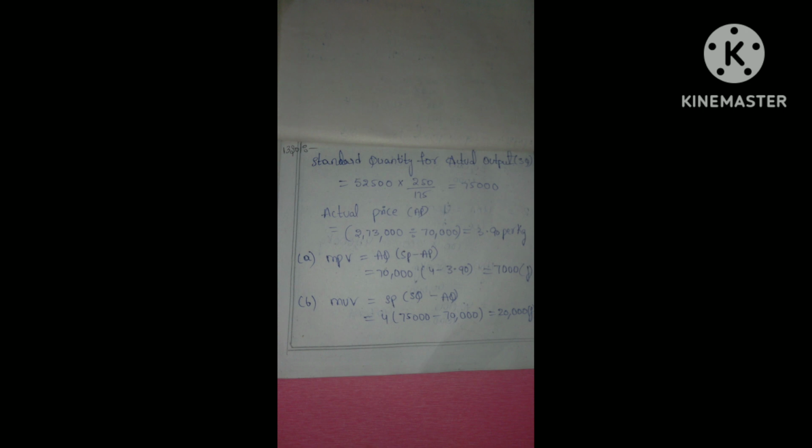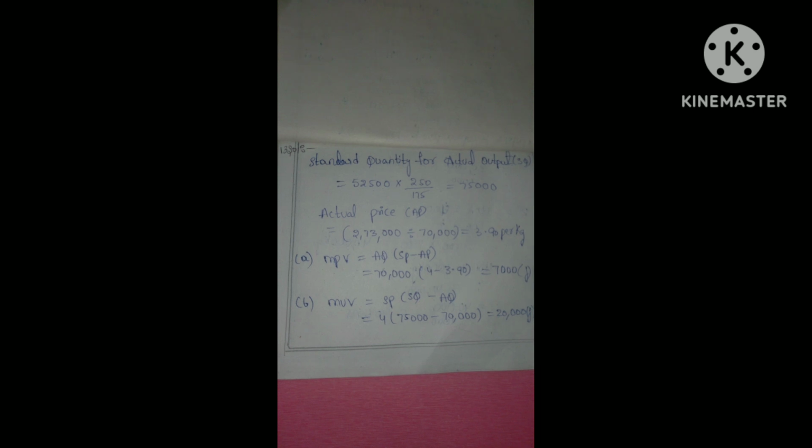So guys, now let's see the problem. In the question, he didn't give us standard quantity, so first we need to find out standard quantity. But he has given output, so we have to find out standard quantity for actual output. 52,500 is the actual output. So 52,500 into 250 divided by 175, we will get 75,000. So that is the standard quantity.